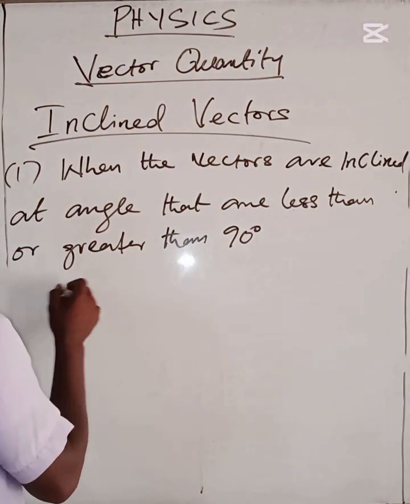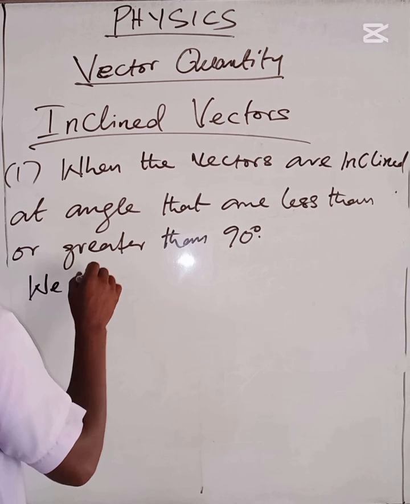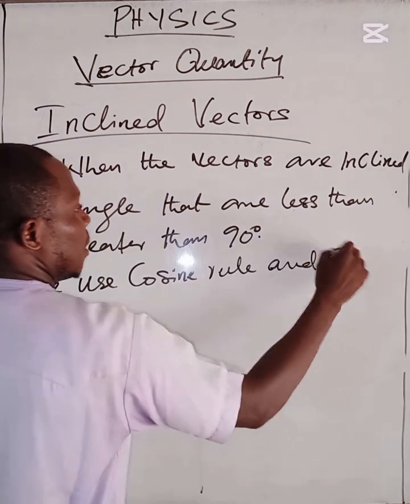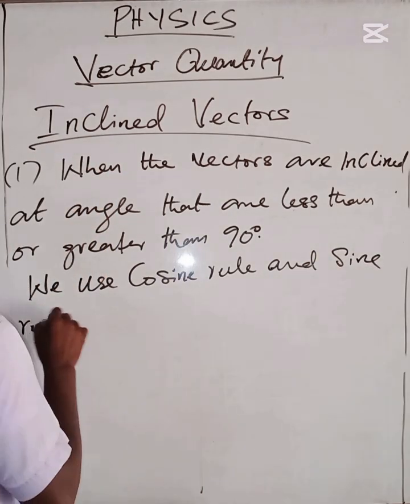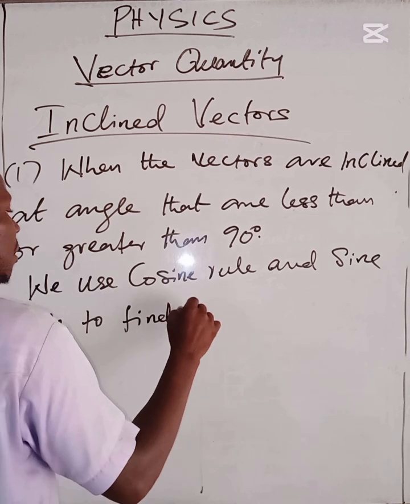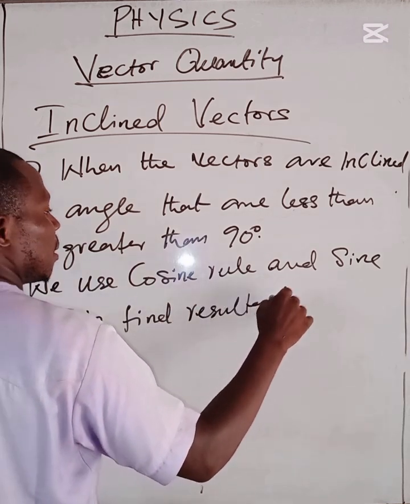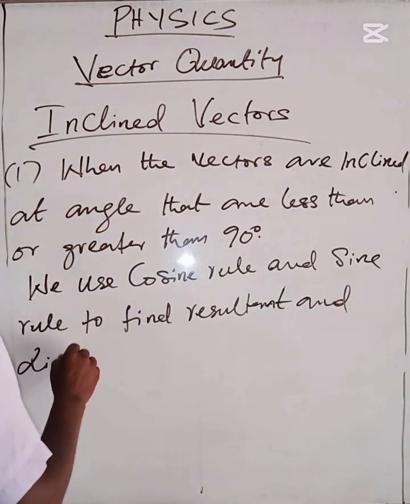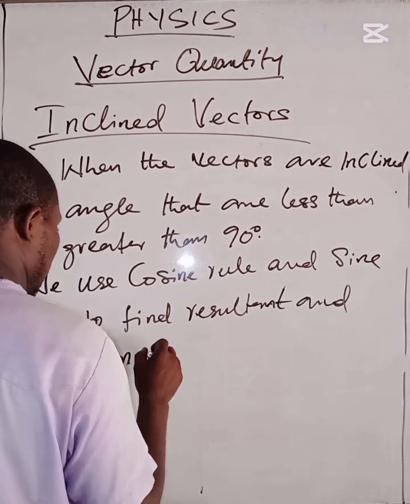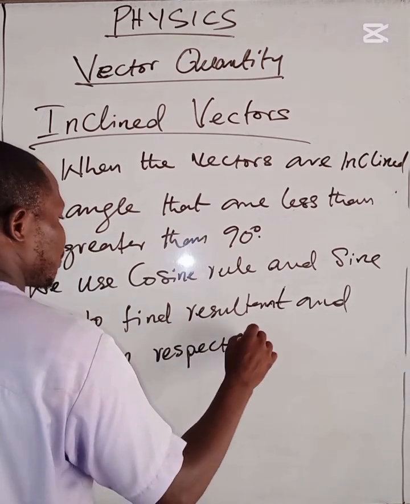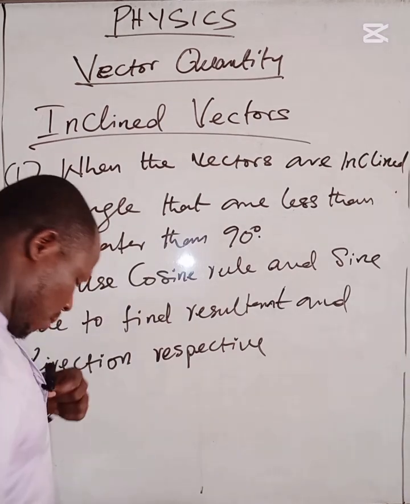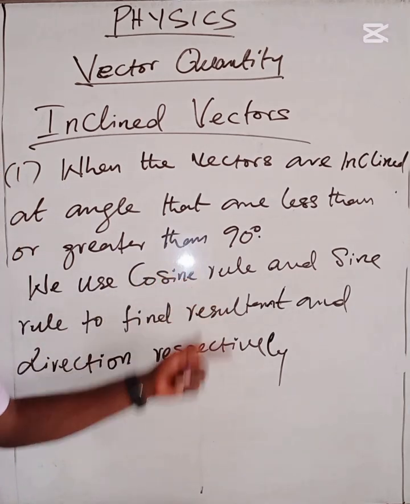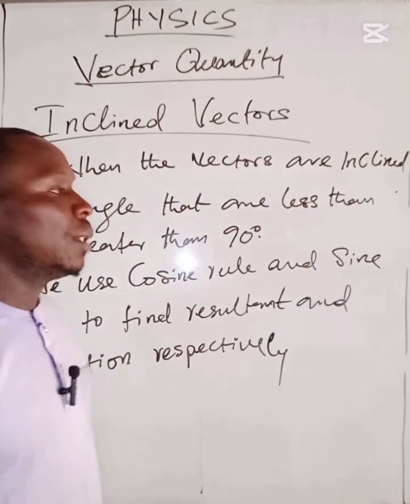We use the cosine rule and sine rule to find the resultant and direction respectively.